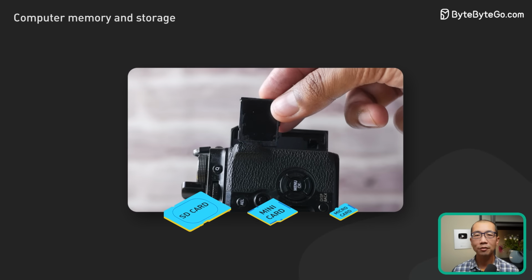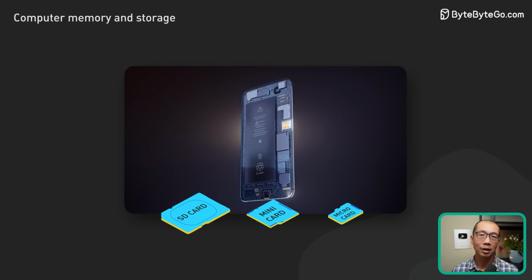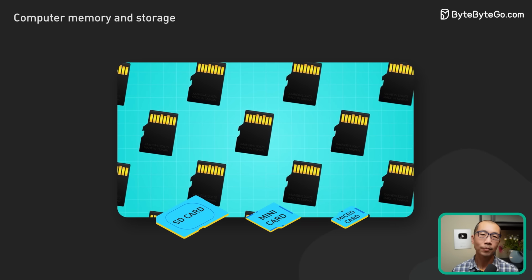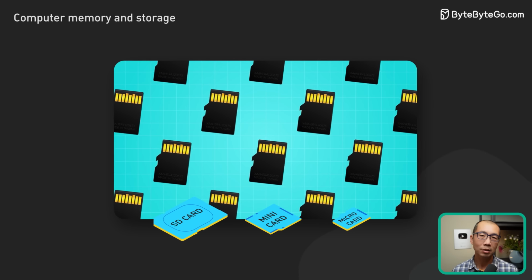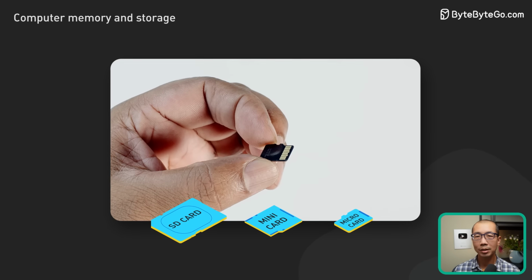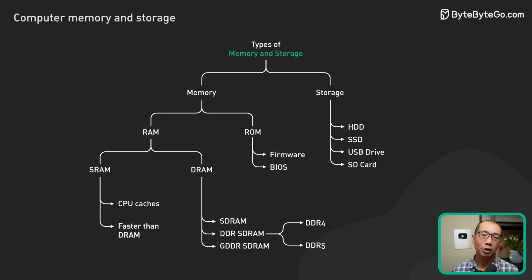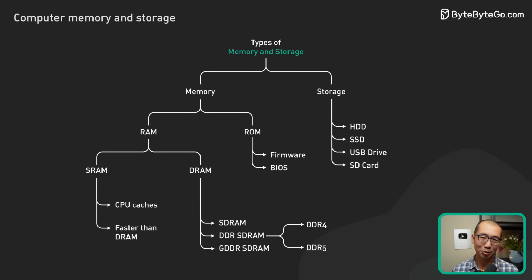SD cards are commonly found in cameras and smartphones. They're smaller than a postage stamp, but can store thousands of files. SD card comes in three main physical sizes: SD, microSD, and mini SD. And there you have it, our quick journey through the world of computer memory and storage.